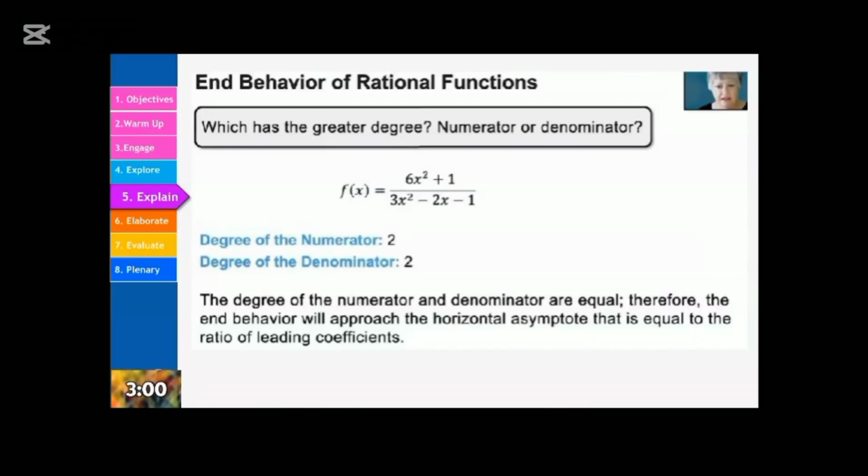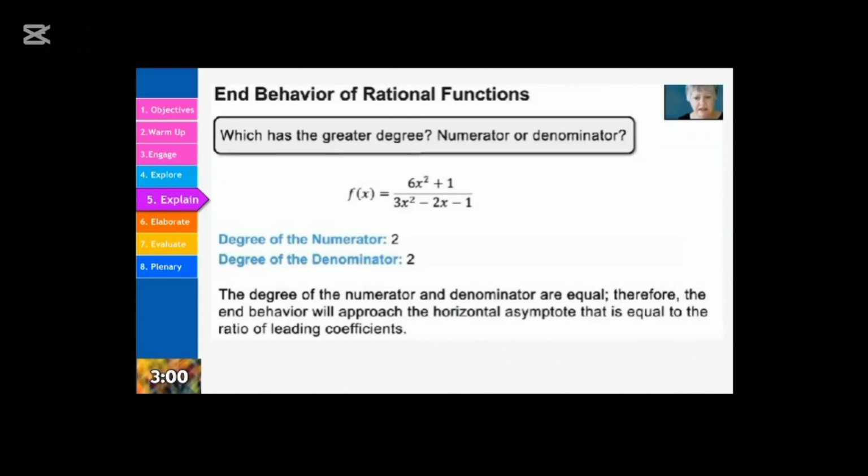Okay, here we have another question. Here he told you, if f of x equals (6x power 2 plus 1) over (3x power 2 minus 2x minus 1). Now here, if you notice, the degree of the numerator is 2 and the degree of the denominator is 2. So here, how can we find that?